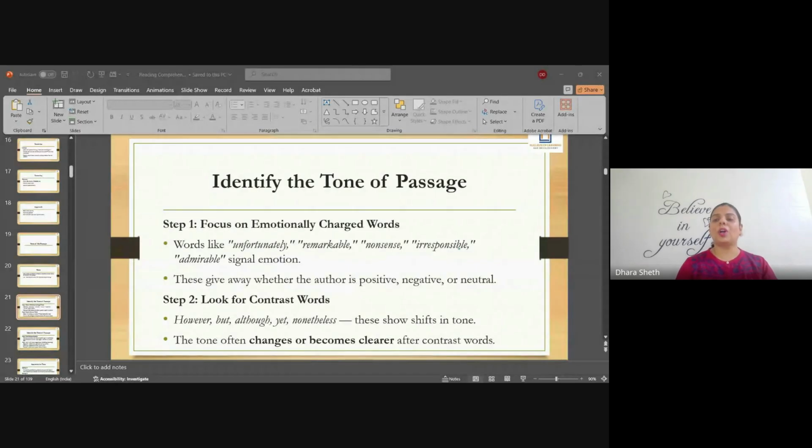Second, look for contrasting words. However, but, although, yet, nonetheless, all this show shift in tone. The tone often changes or becomes more clear after the use of contrast words. That this was the situation. However, what happened was not a great thing. Now, this signifies what happened was not a great thing, signifies the opinion of the author.